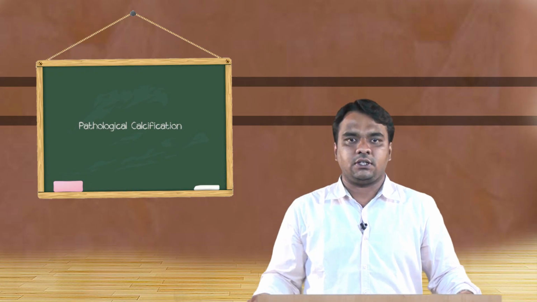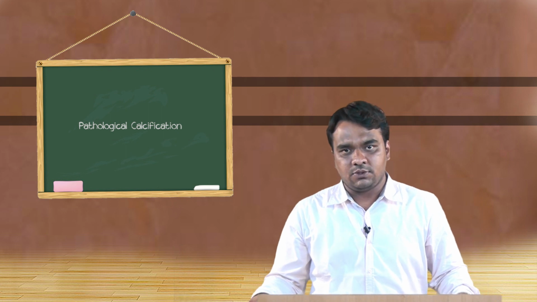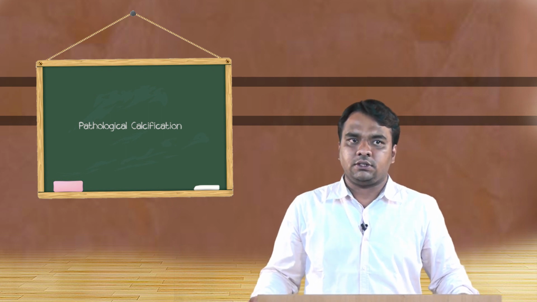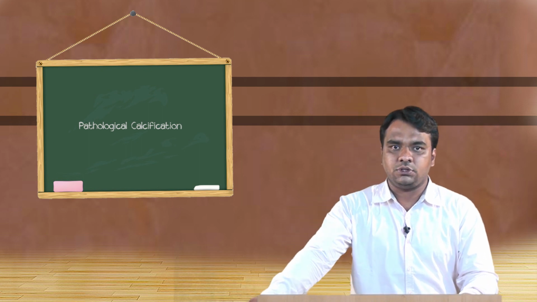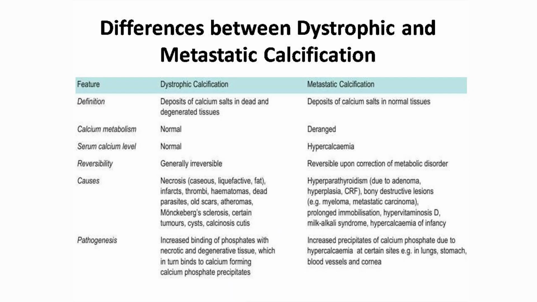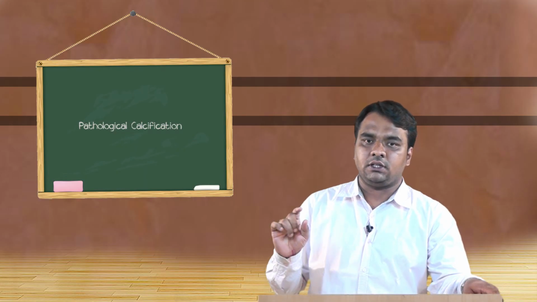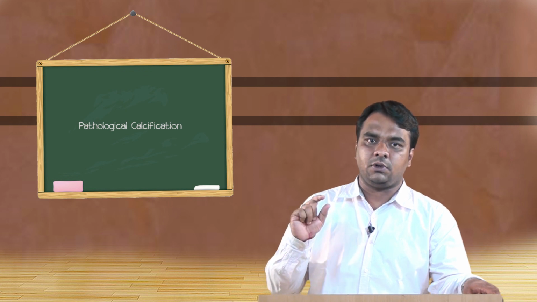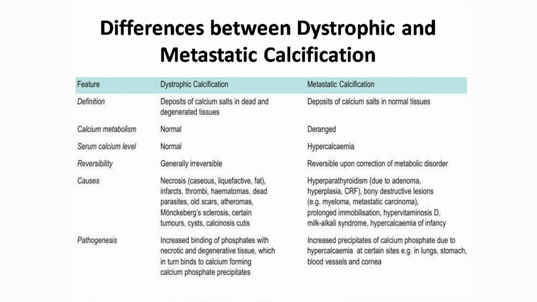So dystrophic calcification is the deposition of calcium salts in the dead and degenerated tissues, whereas in the metastatic calcification, deposition of calcium salts occurs in the normal tissues. Second differentiation is calcium metabolism, which will be normal in the dystrophic calcification, whereas in the metastatic calcification the calcium metabolism will be deranged. Third one will be serum calcium level. In dystrophic calcification, the serum calcium level will be normal, whereas in the metastatic calcification it will be hypercalcemia.